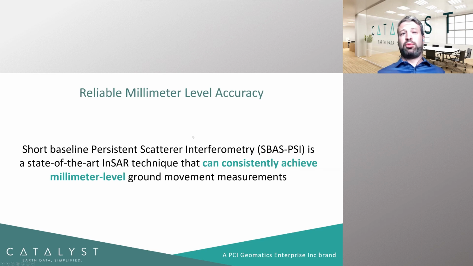How are we able to provide reliable millimeter level accuracy? Now, that's another story. That's based on a technology that we're leveraging. It's a hybrid approach that we took, which is well published and well understood in academia. It's a concept known as SBAS PSI. So this is short baseline persistent scatterer interferometry. Yes, that is a mouthful. And basically, we're leveraging the state-of-the-art InSAR technique that is capable of, with the proper parameters and the proper inputs, consistently achieving millimeter level ground movement measurements.